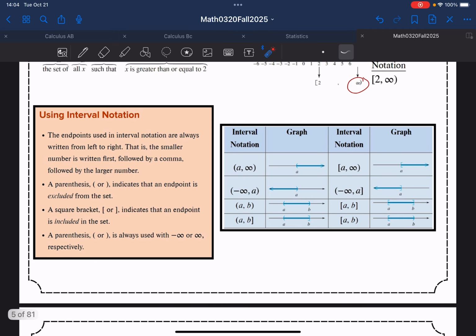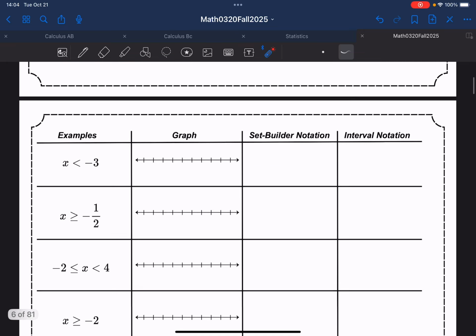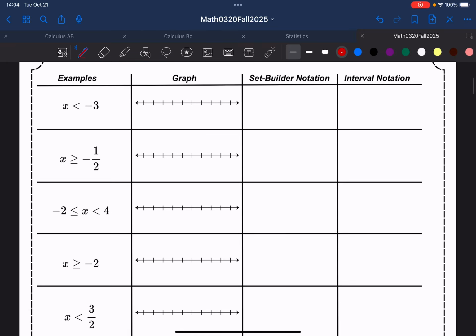Okay, so more of the same thing that we talked about, and some more examples showing how we would write the interval notations based on how the graphs looked. Okay, so now let's look at some examples.